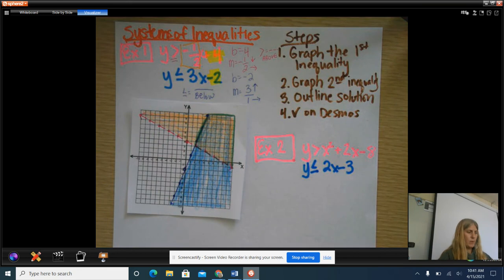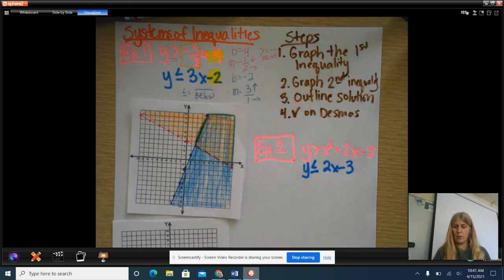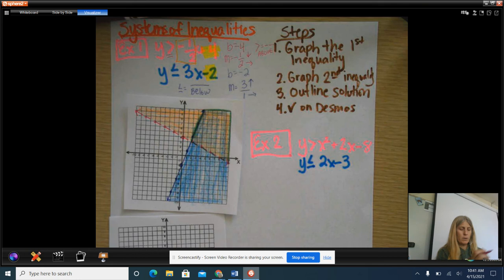Now, as soon as I wrote this problem down, your brain should have kind of went, burr, burr, burr. And that happened as soon as you saw that x squared. When you see that x squared, you should automatically think, oh my gosh, it's a parabola. So for this second one, we're actually going to be graphing and shading an inequality that surrounds a parabola. So we're going to deal with this first equation first.